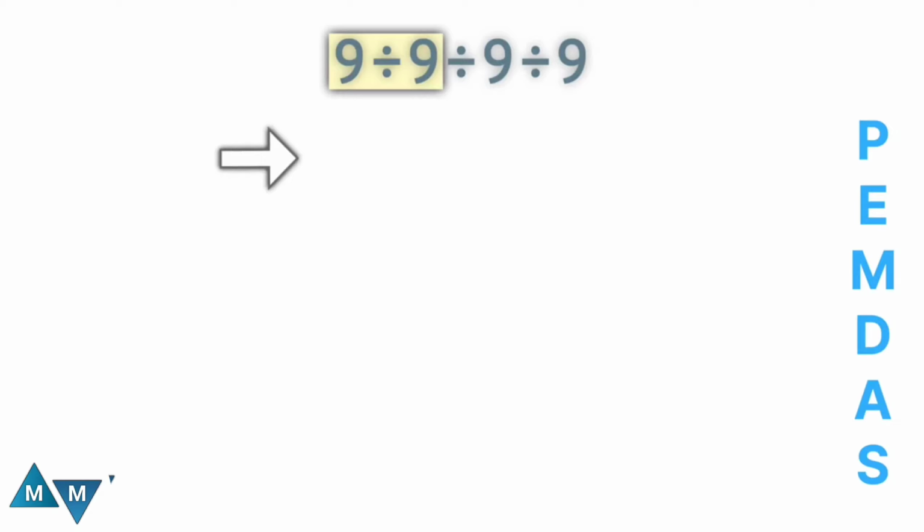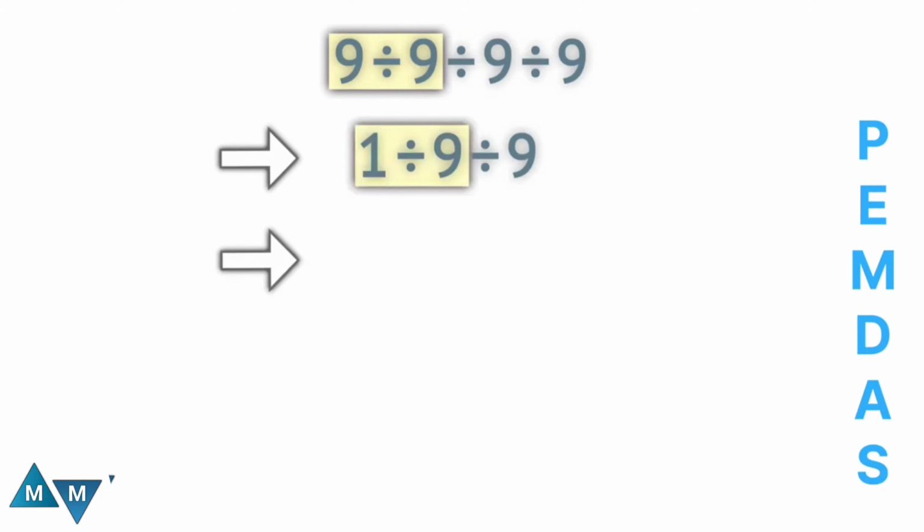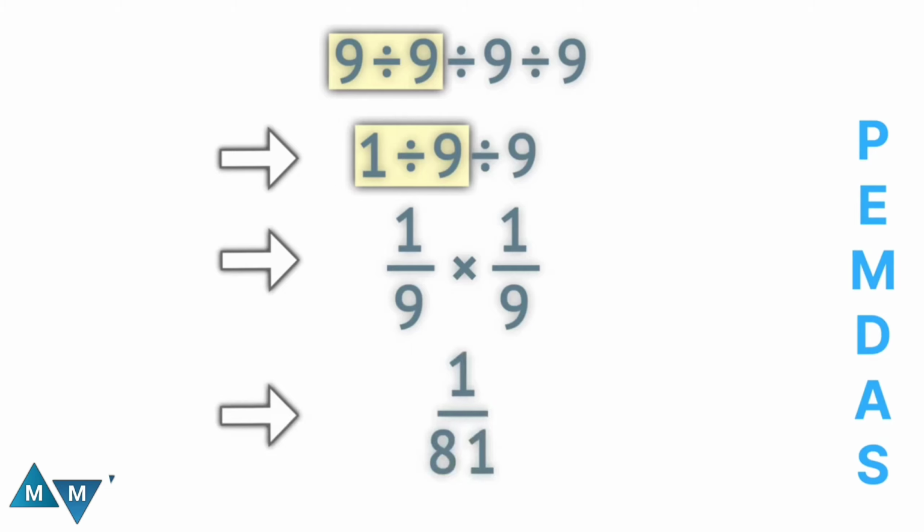Now the expression becomes 1 divided by 9 divided by 9. Now 1 divided by 9 can be written as 1 over 9. Now the expression becomes 1 over 9 divided by 9, which can be written as 1 over 9 times 1 over 9. On multiplying the terms we get 1 over 81 as our final answer.